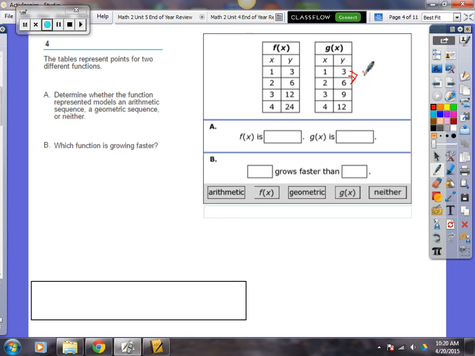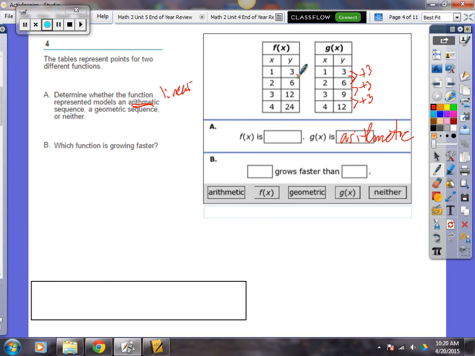3 to 6, that went up 3, 6 to 9, up 3, 9 to 12. Okay, so this is a linear. This is a constant rate of change. And linear is arithmetic. If it grows linearly, it's arithmetic. So g of x is arithmetic.